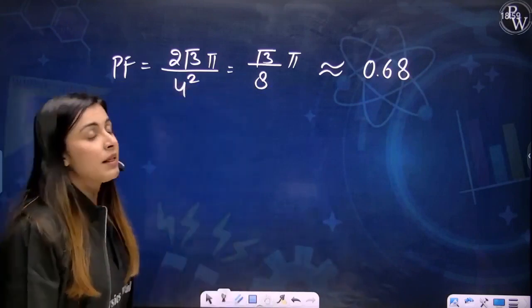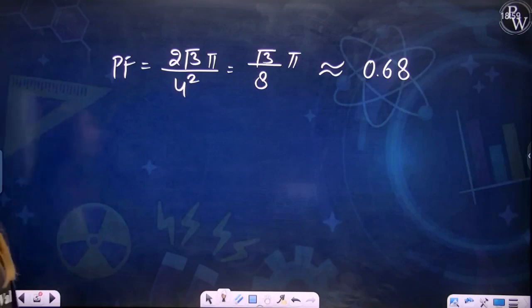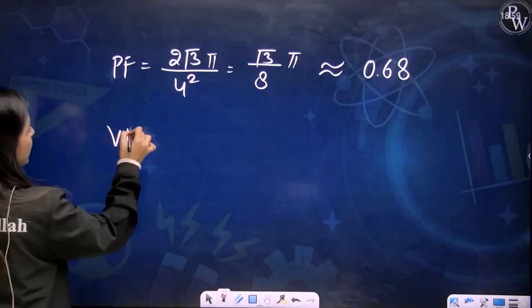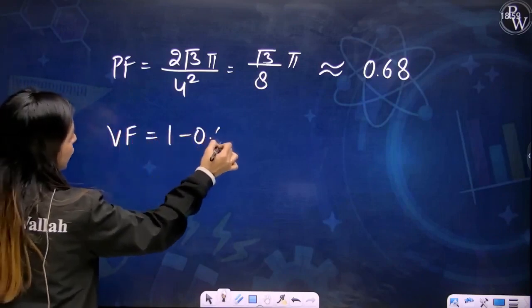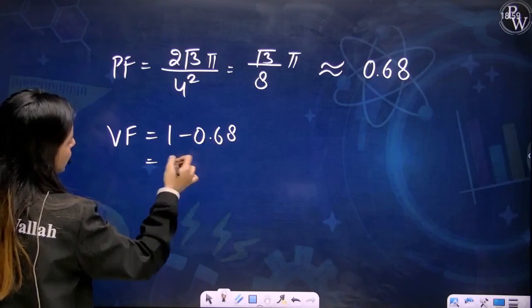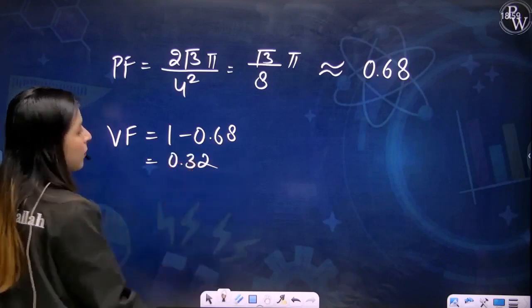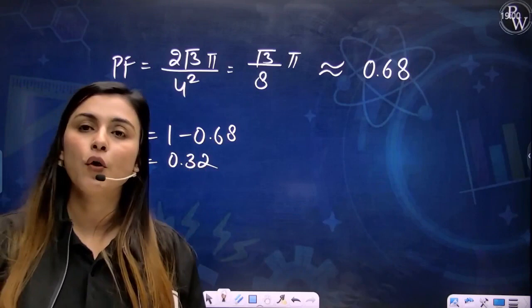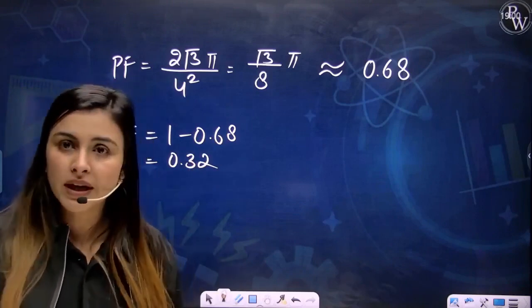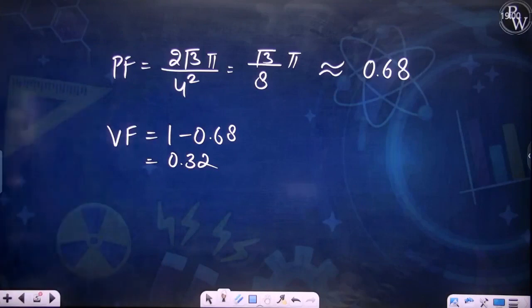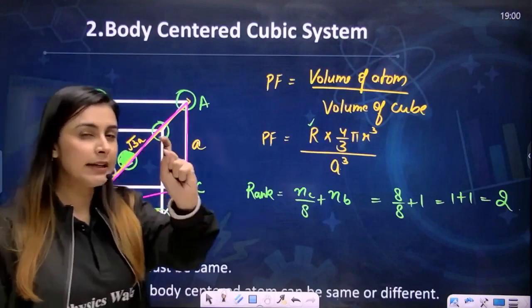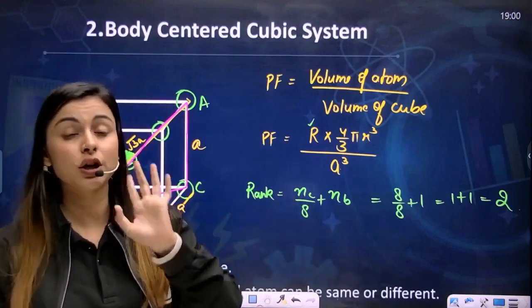Okay, so the packing fraction for body centered unit cell has come out to be 0.68. What will be its void fraction, my dear students? 1 minus 0.68, which is equal to 0.32, approximately 0.32 will be the void fraction for it. If you are asked efficiency, just multiply it by 100. Okay, yes, perfect. I hope it's clear. Let me make you revise this whole part again, because this was a little complicated, but yes, you can understand if you're clear with the concepts.